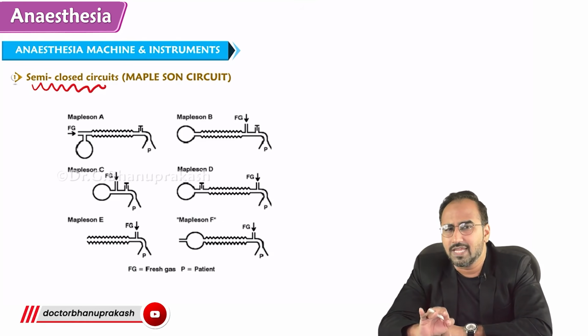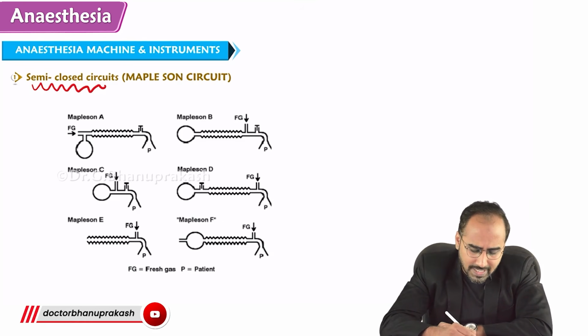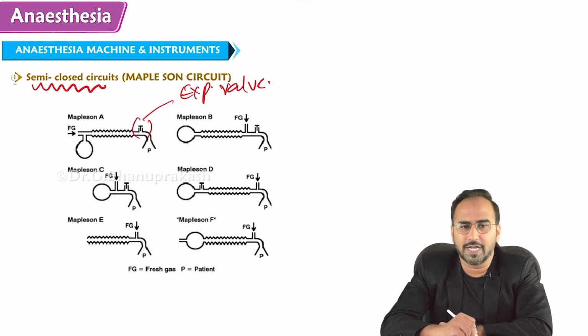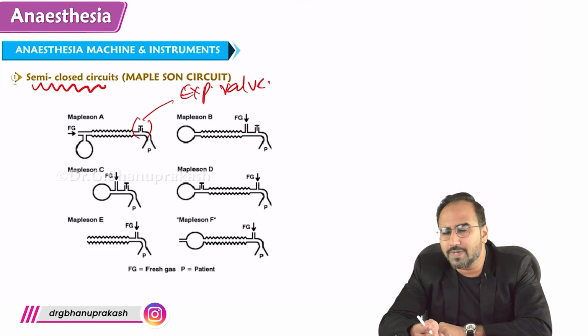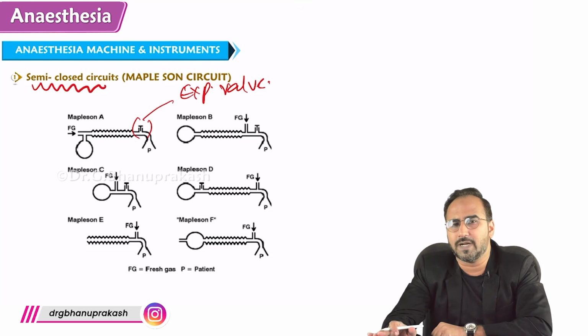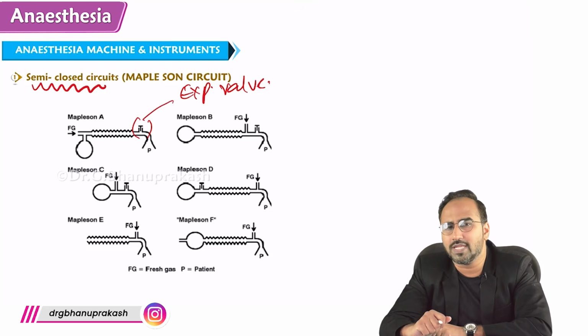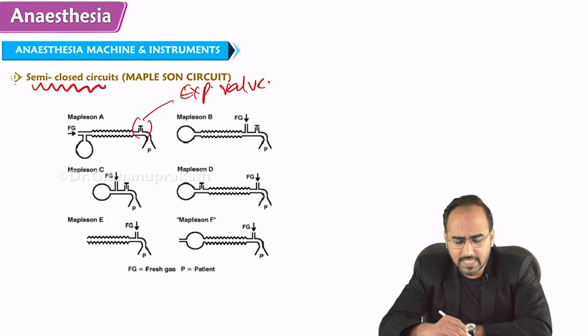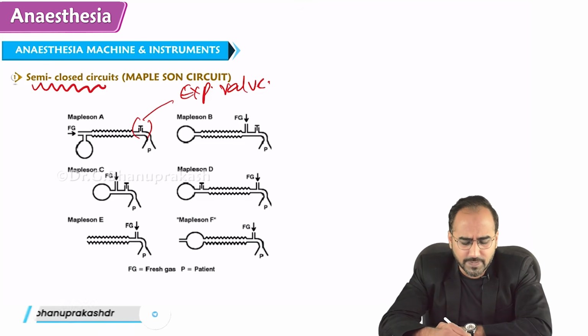What is the difference? In semi-closed, there is an expiratory valve. Whereas in the closed breathing circuit, there is no expiratory valve. If there is no expiratory valve, where are the gases going in the closed breathing circuit? All the gases which are exhaled by the patient. First of all, guys, what is the role of the expiratory valve?